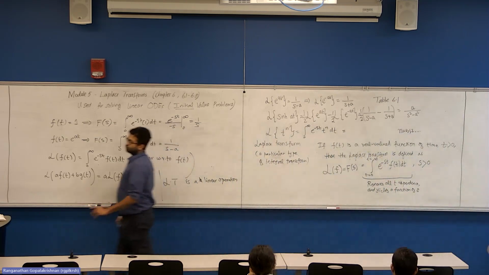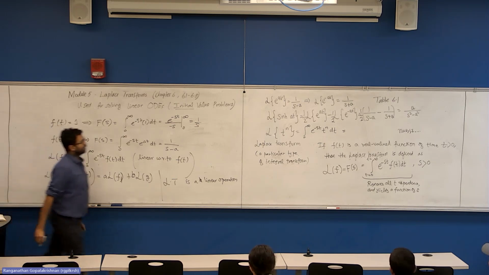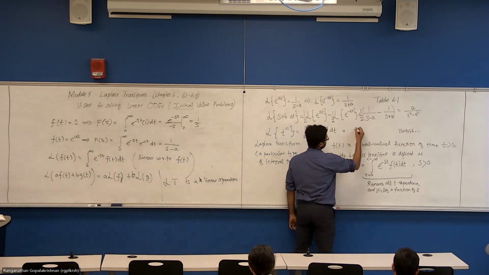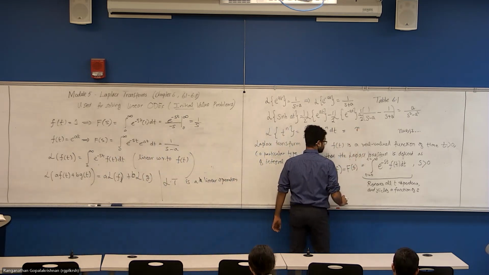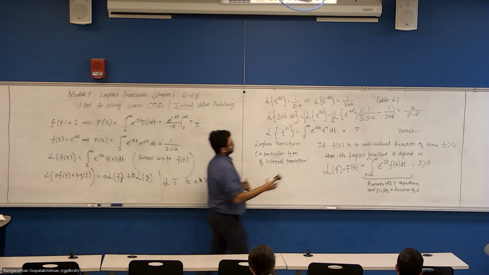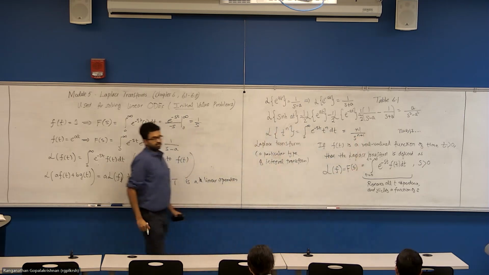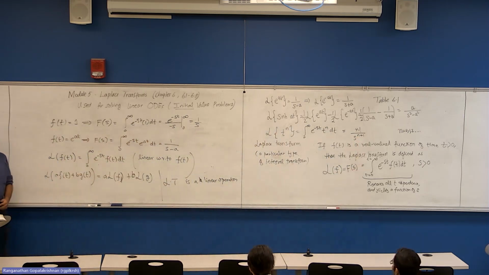And again, my intention is not to test you on your integration skills. So this result, I trust that you would be able to do. So I'm just going to tell you, the answer is n factorial divided by s power n plus 1. I just took it from the table. Okay.